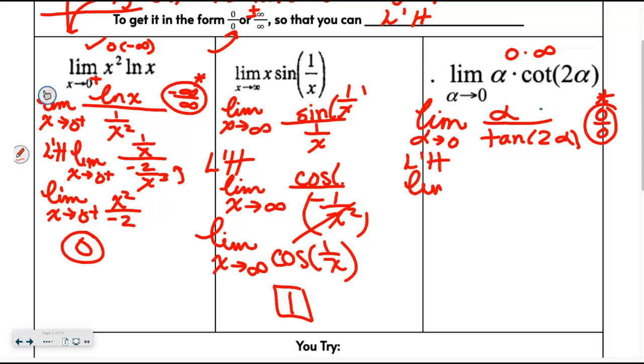I'm going to do limit as alpha approaches 0. What is the derivative of alpha? Seems kind of weird to ask, but it's like the derivative of x. 1. What's the derivative of tangent? Secant squared, but you gotta be careful because it's secant squared times 2. Excellent. Little chain rule in there.